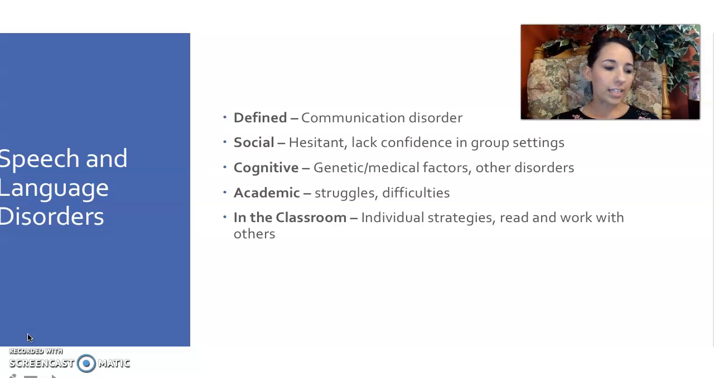Next are speech and language disorders. They are defined as communication disorders such that stuttering, impaired articulation, language impairment, or voice impairment affects a child's educational performance. Socially, they may be hesitant to participate in verbal assignments. They lack confidence. They don't want to be in front of the classroom. Cognitively, they may have genetic or medical factors that contribute. Some students with other disabilities are at risk to have a language or speech disorder. Academically, they will struggle in one or more areas of the curriculum, and they have difficulty progressing in the curriculum.